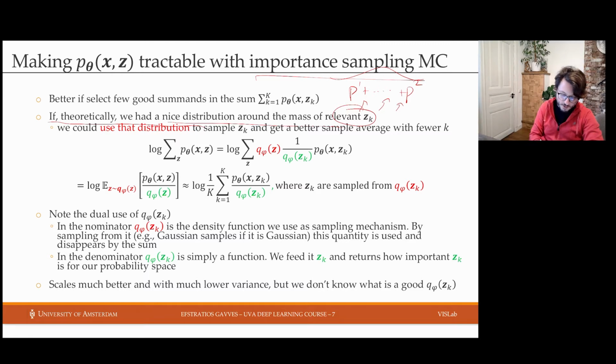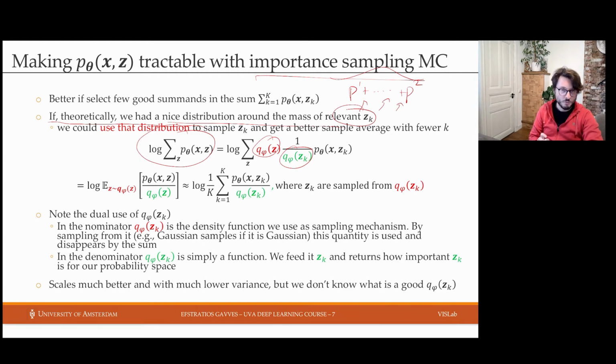How do we do that? Well, again, in the log sum term we had before, we have two densities now. So we multiply and divide by the same density, q parameterized by phi. Since we did multiplication and division by the same quantity, there is absolutely no problem. And now we can rewrite this as an expectation again.